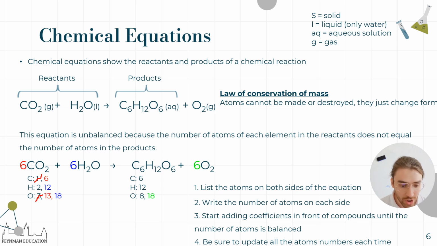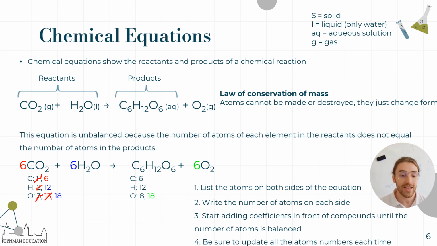Okay, our hydrogens. We initially had 2 hydrogens, but 12 in our products. So how are we going to do this? We can put a 6 by our H2O. Now we can cross this out. Now we're going to have 12 hydrogens on both sides. Great success. But by putting that 6 there, we are also changing the number of oxygens again. Now we have 6 more oxygens, so we're going to have 18 oxygens.